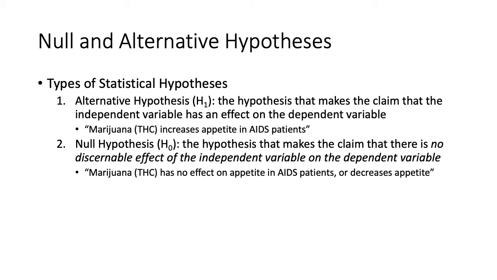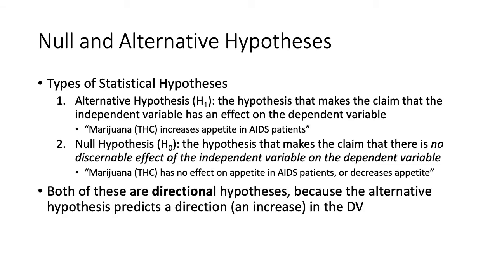The second type of hypothesis is essentially a negation of that statement. This is a hypothesis called the null hypothesis, and that's where the null in null hypothesis significance testing comes from. This is a hypothesis that makes the claim that there's no discernible effect of the independent variable on the dependent variable. So in our case, we would state the null hypothesis being that marijuana has no effect on appetite in AIDS patients, or it may even decrease the appetite.